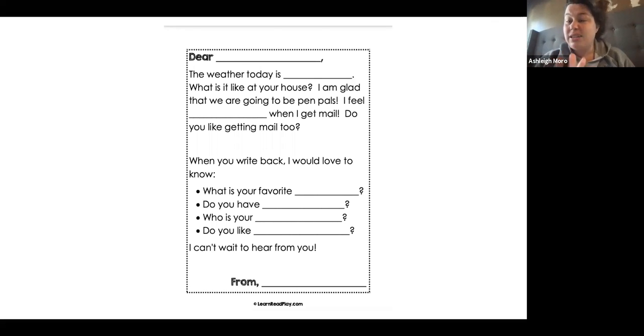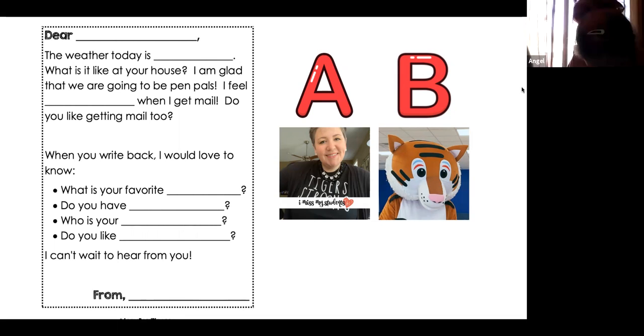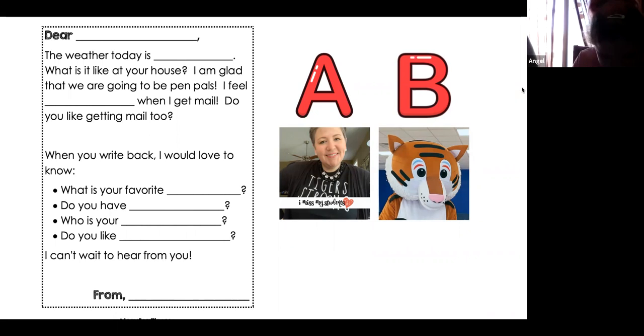So we're going to fill out this letter as a group. So what we need to do is decide. I told you guys this morning that we were going to write a letter to the Torrant Tigers. However, I don't feel like it's fair that I make the decision by myself. So as a group, we're going to decide who we want to write our letter to. So do we want to say, dear A, Miss Amy, or B, dear Torrant Tiger?